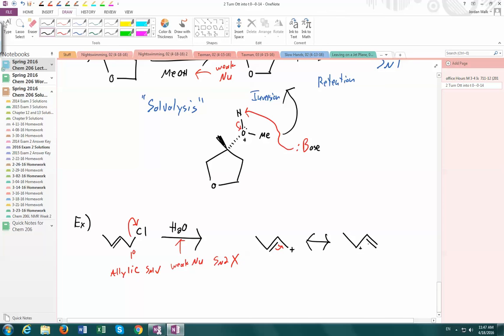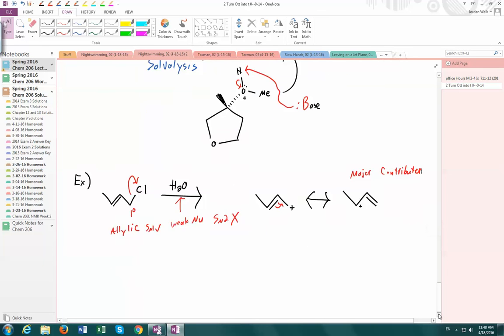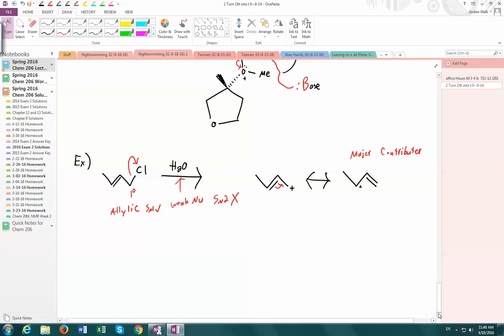So what's the more important resonance contributor? What's the difference? We have a primary and a secondary carbocation. What's more stable? Secondary. And so this is going to be our major contributor, and that also means that this is going to lead to our major product. Anytime we have this sort of resonance stabilized cation, we've got multiple carbons with cation-like reactivity, and so we're going to form products from here.